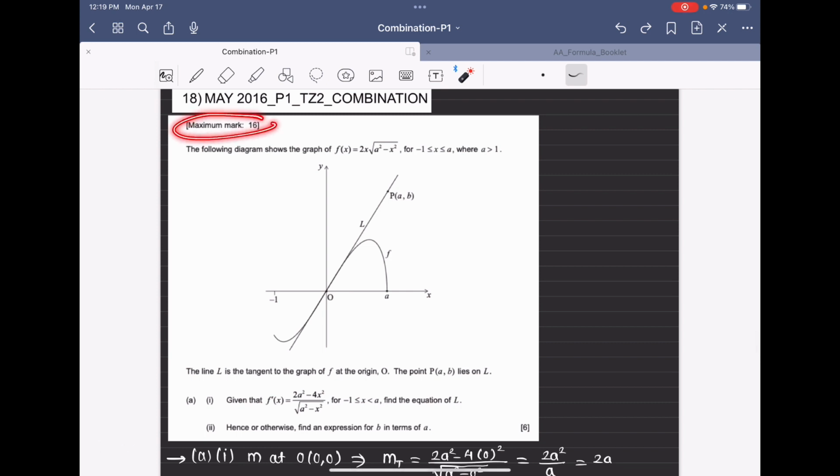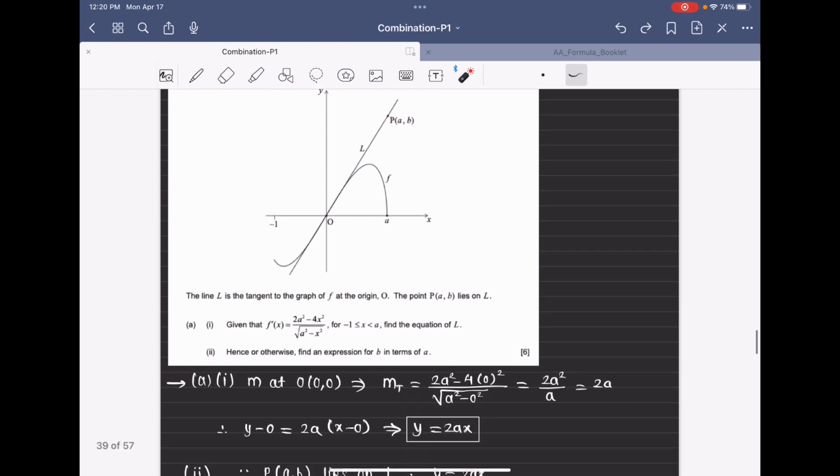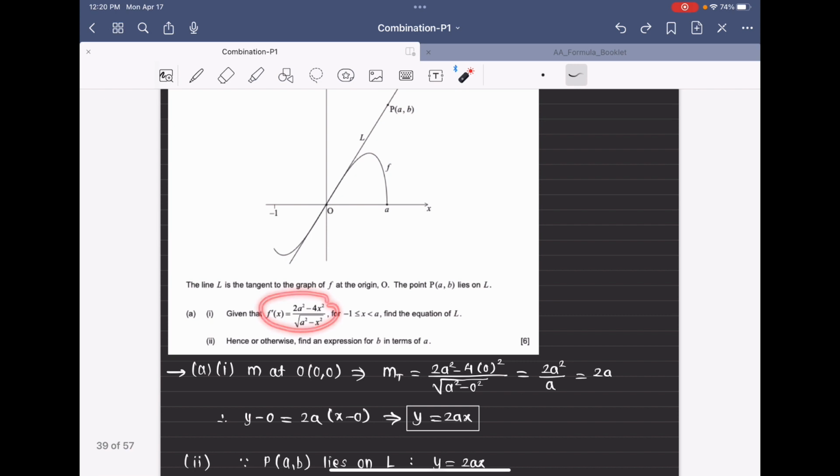Maximum mark is 16. The following diagram shows the graph of f of x is equal to 2x times root of a square minus x square for minus a is less than or equal to x is less than or equal to a, where a is greater than 1. The line L is a tangent to the graph of f at the origin O. The point P(a, b) lies on the tangent L. Given that f dash x is equal to 2a square minus 4x square upon square root of a square minus x square for minus a is less than x is less than a, find the equation of L.